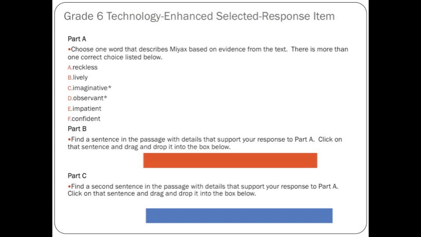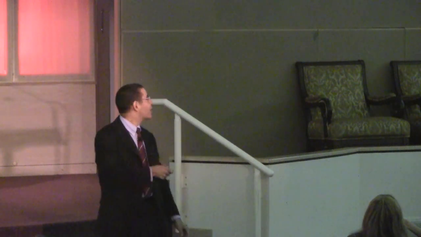okay, again, you see the same type. Choose one word to describe Mijak based on the evidence from the text. There's more than one correct response listed above. This is also one of the things that I think is great from the design. If there's going to be more than one response, they tell you. So the student doesn't have to think, oh, it's a trick question. There's more than one. However, part B, find a sentence in the passage with detail that supports your response to part A. Click on the sentence and drag and drop it in the box below. And then they do the same thing for part C.